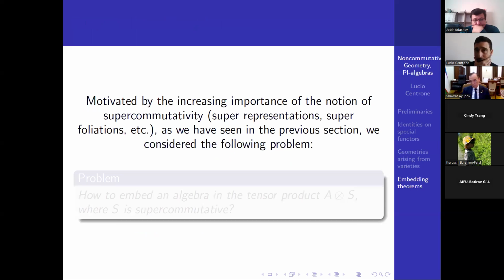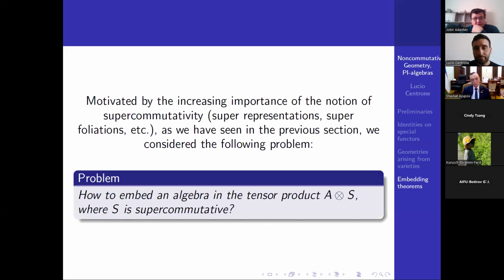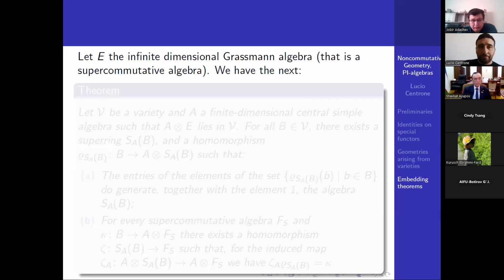Of course, I do not lose what I wrote in my title. So the motivation is the increasing importance of supercommutativity in a geometrical setting. So we have this problem. We have an algebra. How to embed it in the tensor product A tensor S, where S is supercommutative. Okay.